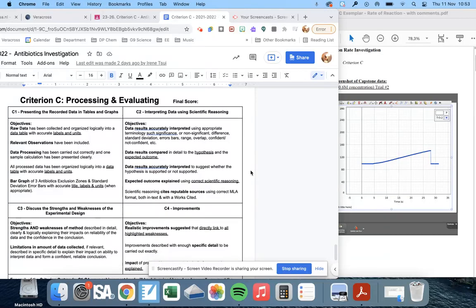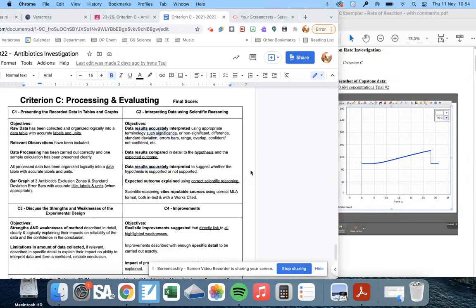Okay, in this video, we're going to talk about Criterion C1 for science lab reports in the MYP. Criterion C1 is presenting the recorded data in tables and graphs. That means that there are a number of objectives that we can break this criterion down into. The first objective is to present your raw data and your observations.